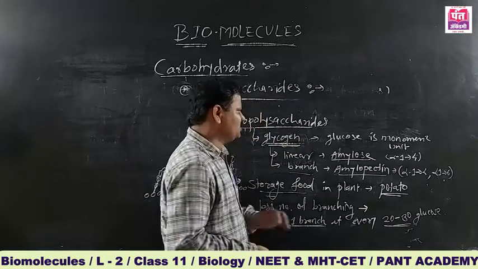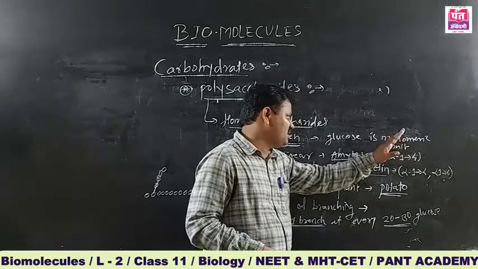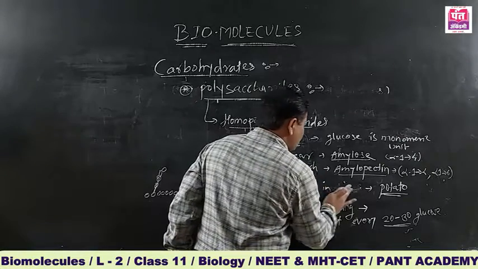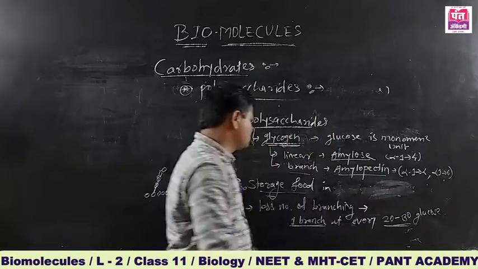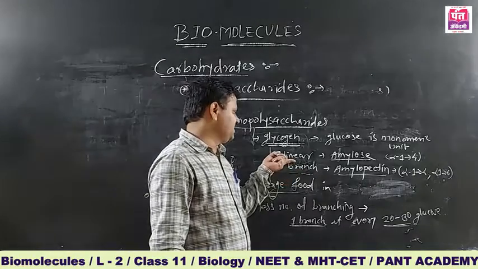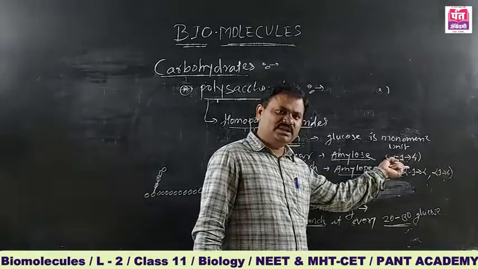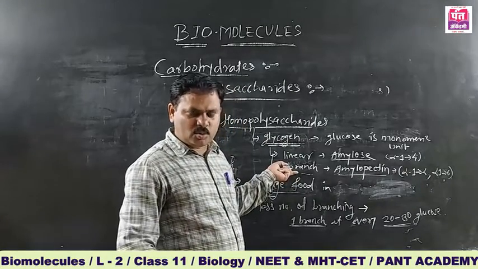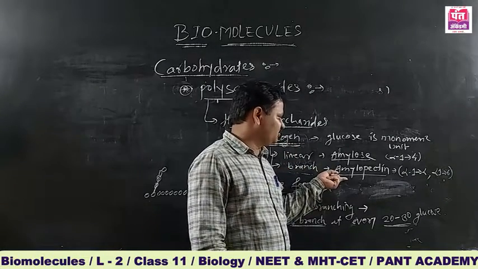Remember, glycogen contains glucose as a monomeric unit. This glycogen also contains both linear and branched types of homopolysaccharide. In the linear homopolysaccharide there is amylose, and amylose contains alpha 1,4 linkage in the glycogen as well. A branched type of homopolysaccharide is present in the glycogen as well, and this is the amylopectin.